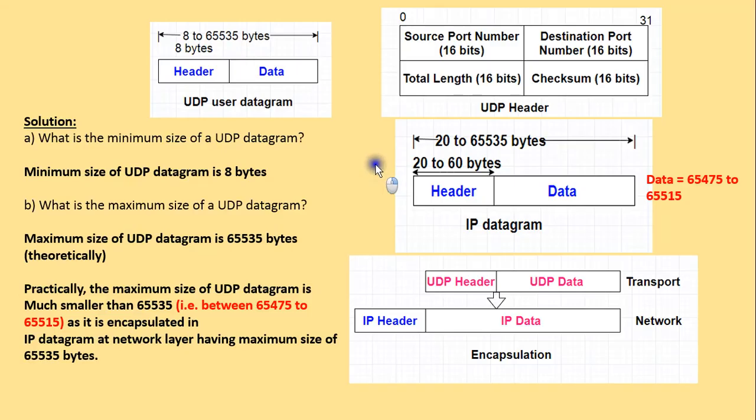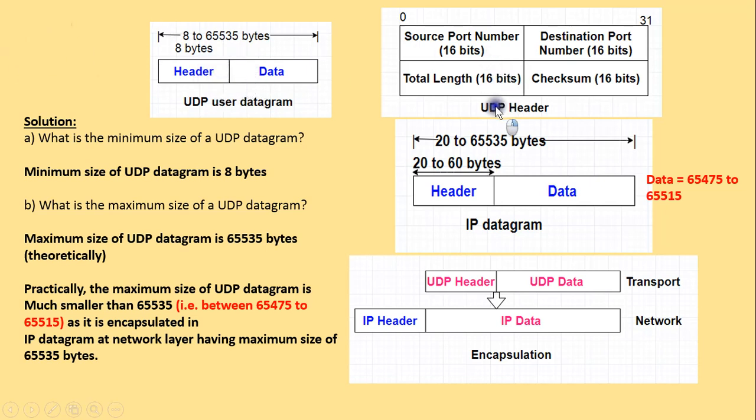Now, let us see what is the UDP datagram. UDP user datagram has got header followed by the data. The header is of fixed size having 8 bytes and the data can be 65535 minus 8 bytes. The total length of the UDP user datagram is 65535 bytes. Minimum length of this UDP user datagram is 8 bytes because it should mandatorily cover the header of 8 bytes. The data can be of 0 bytes.